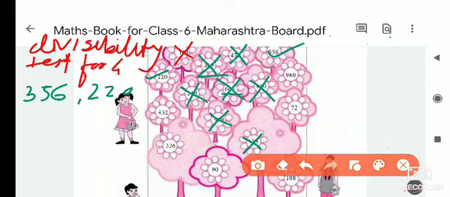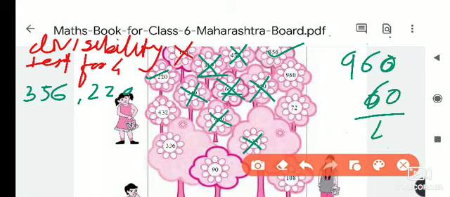Now we will check the next number, that is 960. If you divide 60 with 4, you will get 4 ones are 4. 6 minus 4 is equal to 2 and 4 5s are 20. Now this 60 is totally divisible by 4 and that's why 960 is divisible by 4.